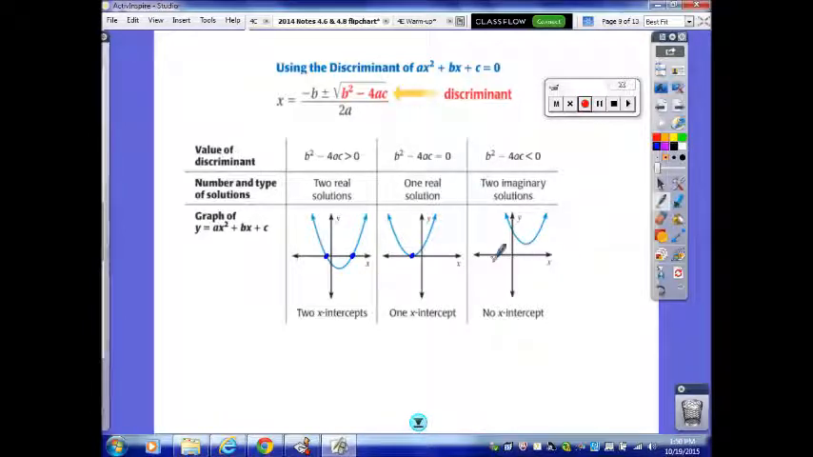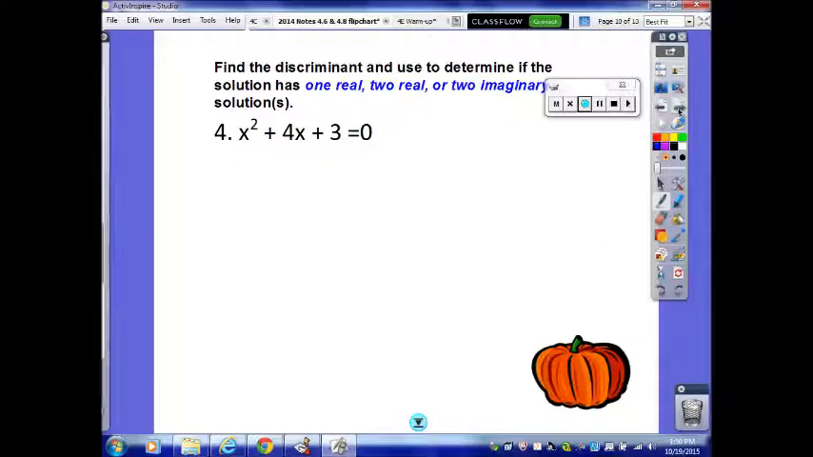Notice it's not touching the x-axis. So in a quadratic, we need to have 2 real, 1 real, or 2 imaginary solutions. We can't ever have just 1 imaginary, or 1 irrational. Okay, so let's see what you're going to be asked to do with this. It says find the discriminant and use it to determine if the solution has 1 real, 2 real, or 2 imaginary solutions.